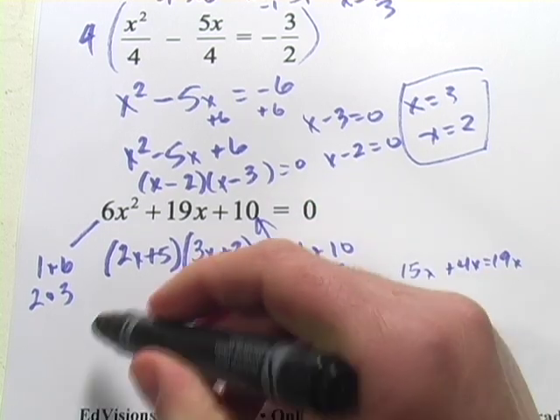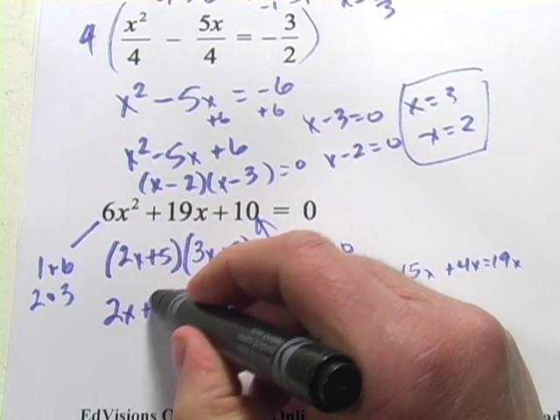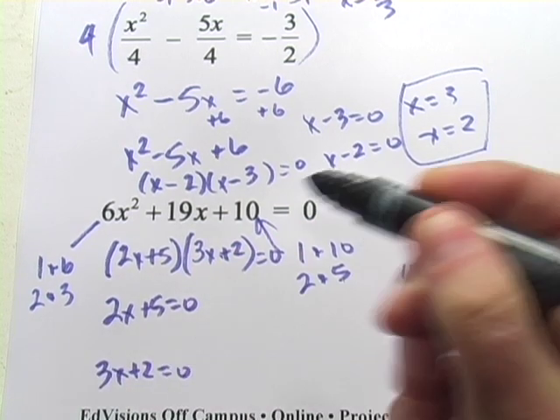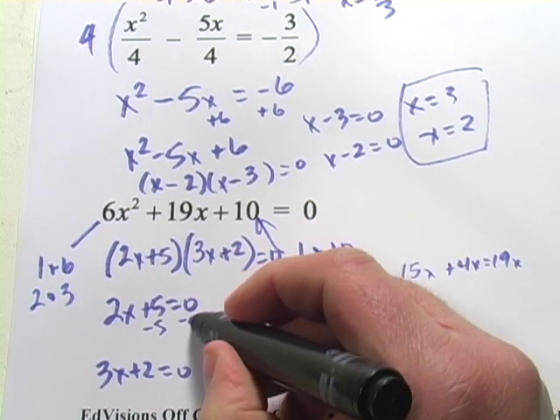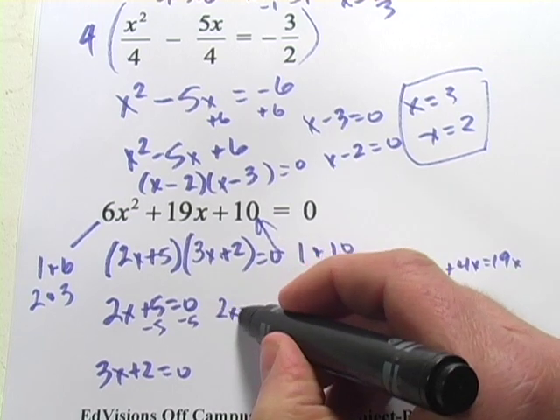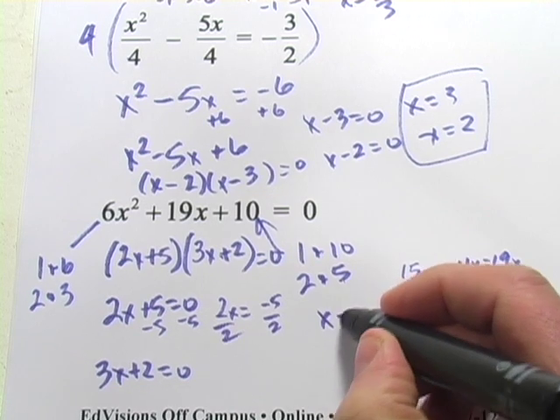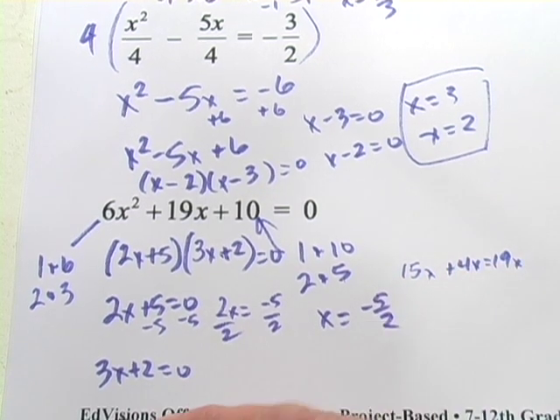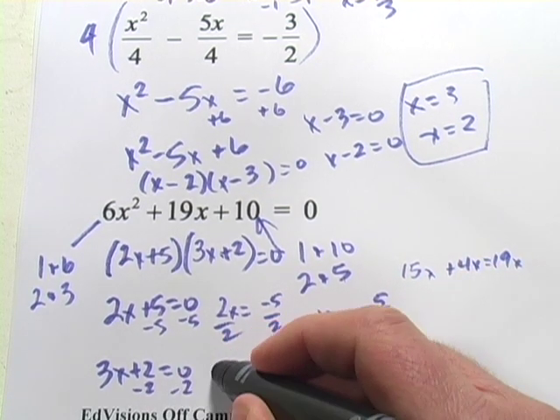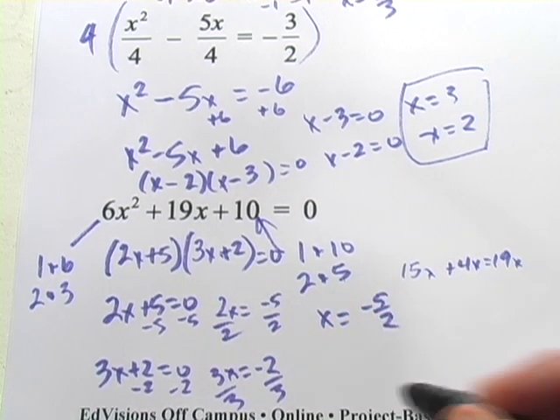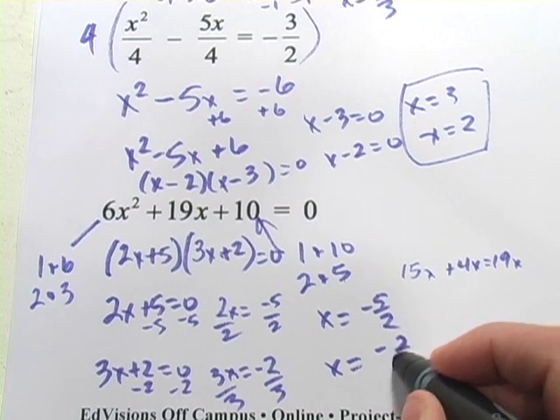And then we'll solve these by setting them equal to 0. 2x plus 5 equals 0, and 3x plus 2 equals 0. This one we subtract 5. We get 2x equals negative 5, divide by 2. And we get x equals negative 5 halves. This one, subtract 2 from both sides. 3x equals negative 2, divide by 3. And we get x equals negative 2/3.